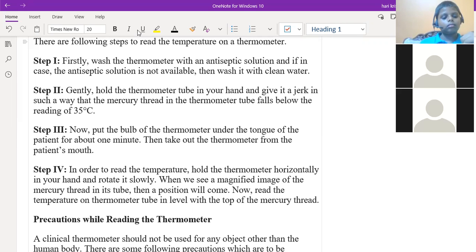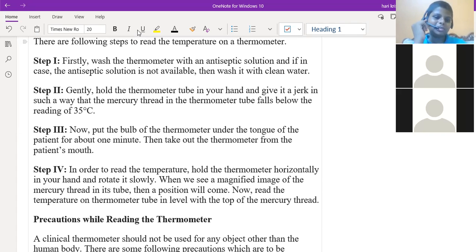When you are measuring the reading of the temperature, we should hold it horizontally. We should not hold it in any slant direction, because if you hold it horizontally only, you can see the reading perfectly. If you hold it in any slant direction, what will happen? We cannot read the reading accurately. Yes. Okay, so we have to hold it properly in the horizontal way and read the reading, and you have to note it.